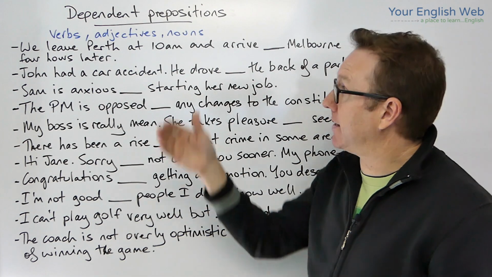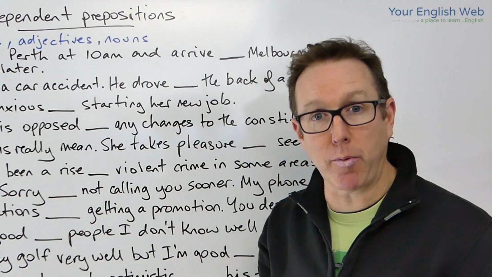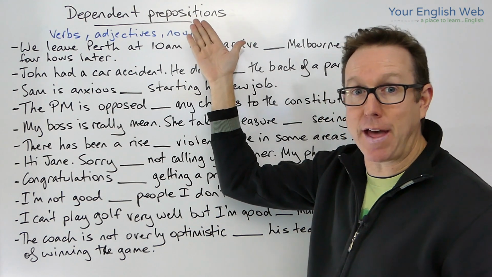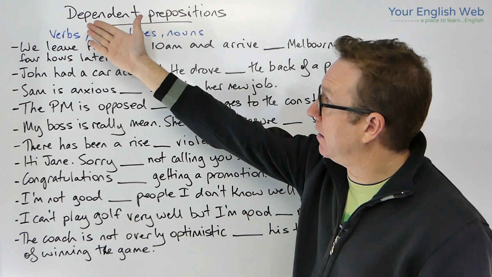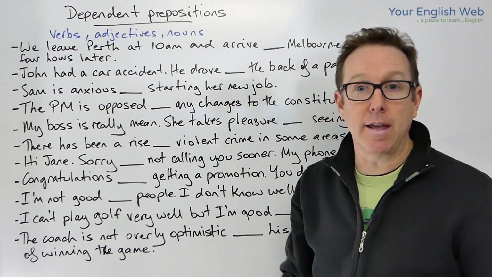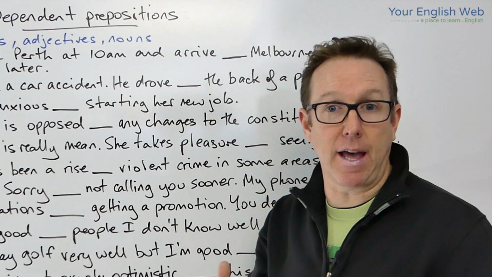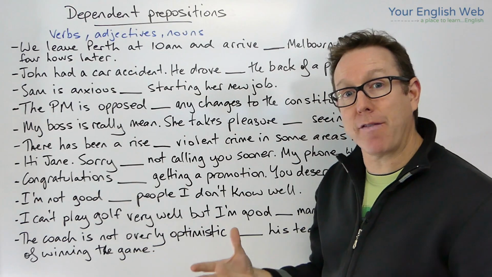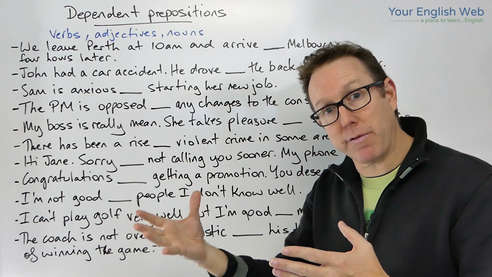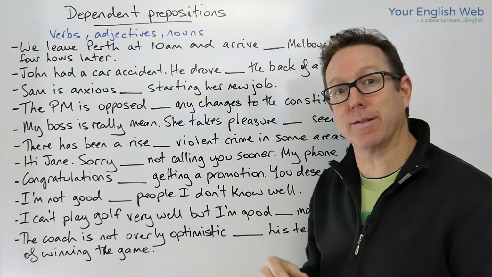Now, as I said, today's lesson is looking at dependent prepositions, and as you probably know by now, dependent prepositions are prepositions that are dependent on the verb, adjective, or noun that they come after. What that means is that it's like a type of pattern, so that if we have a particular verb, adjective, or noun, normally the preposition that follows is always the same.